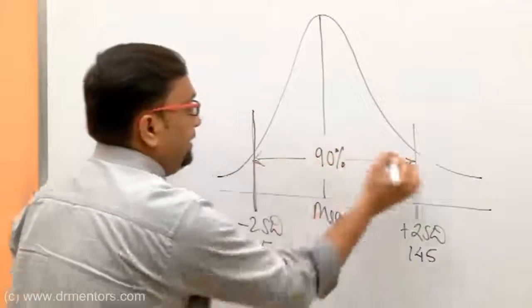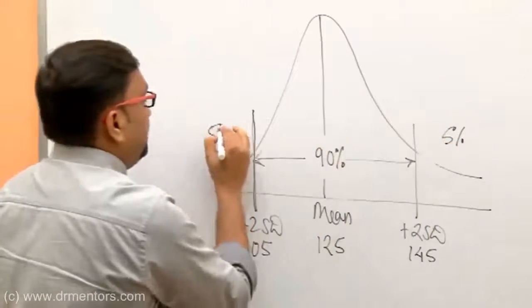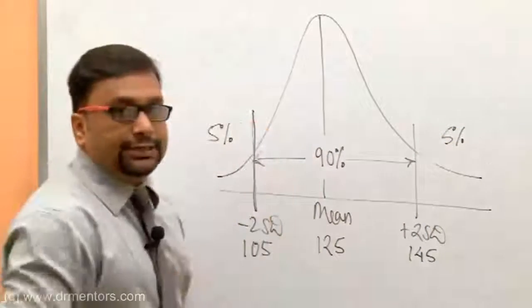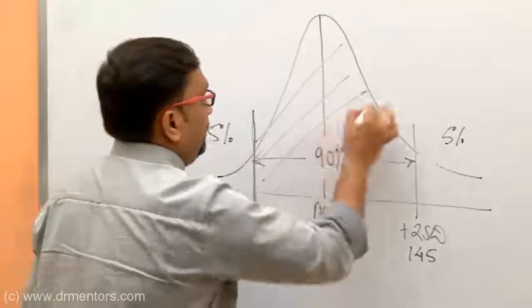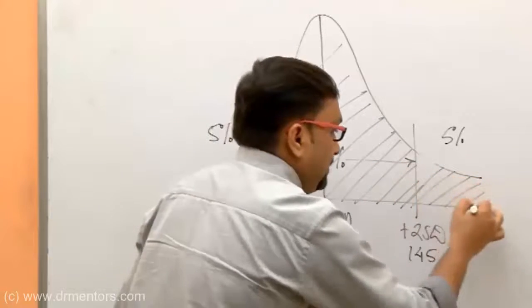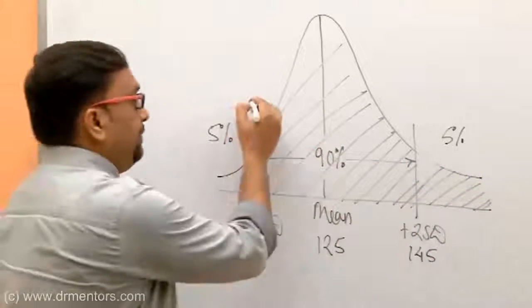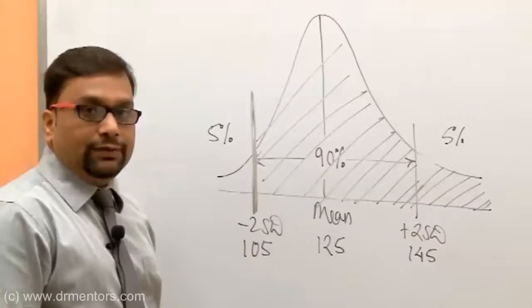So if it is 90% in between these two lines, 5% will be here and 5% will be here, again, if it is a symmetrical distribution. Now what they are asking you, how many will lie here, that is 90% plus 5% this also, let's make it 5% above the cutoff level. So they are asking you what this cutoff level will be.